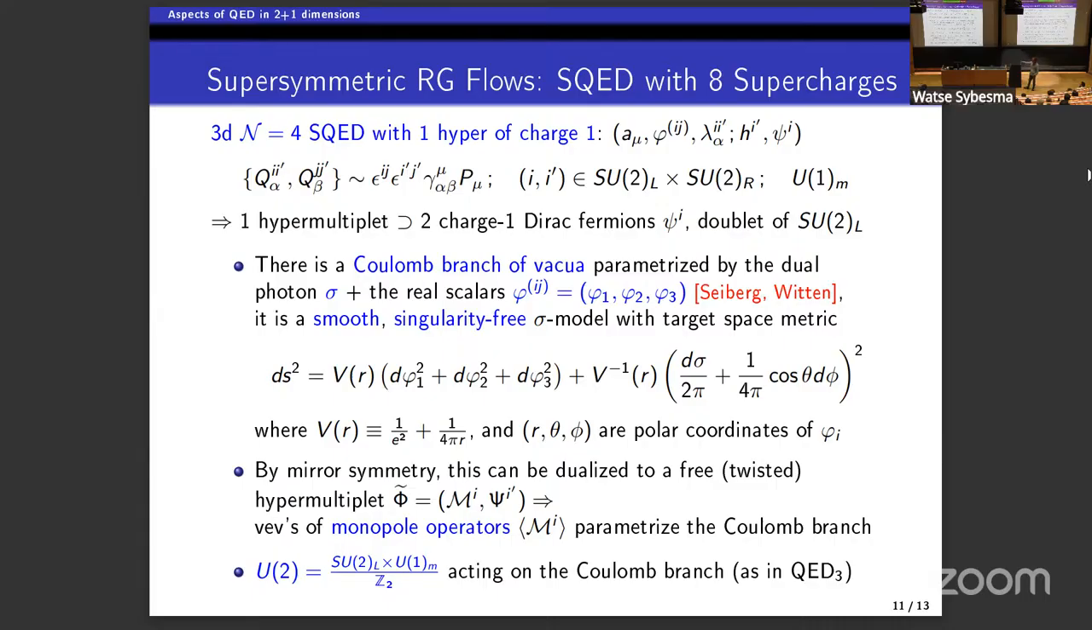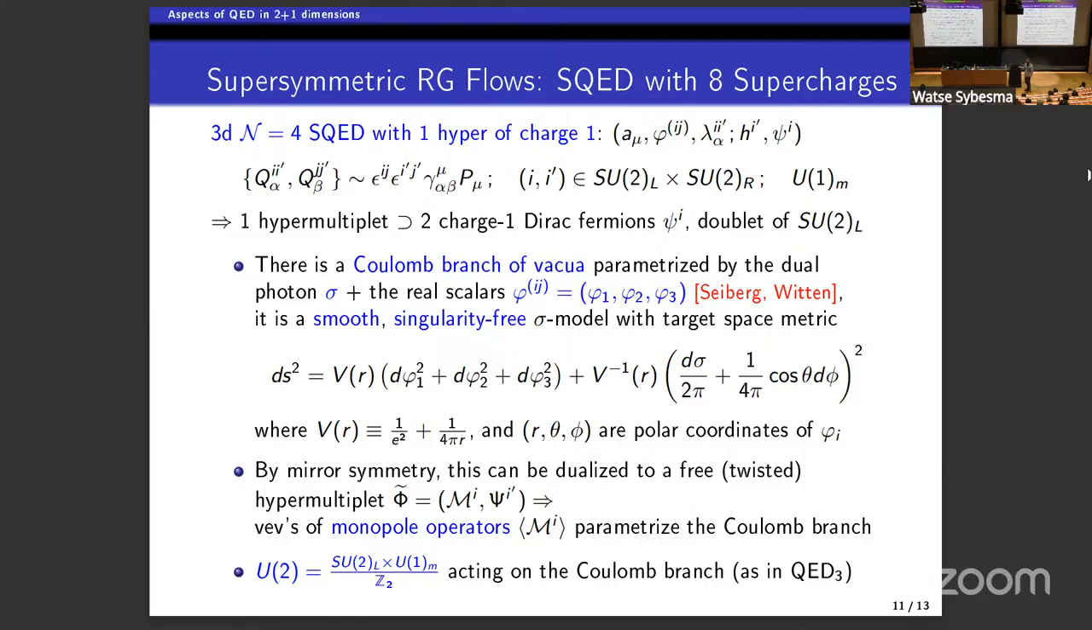So this means that the Coulomb branch can be equivalently described by, parameterized by the VEV of the monopole operators. So if you're anywhere on the Coulomb branch, the monopole is getting a VEV. If you're at the origin, the symmetry is unbroken. So the symmetry acting on the Coulomb branch is really only the U(2), only left and magnetic. There is no trace of the R symmetry. And this is the same symmetry of QED3 that I was describing before. Okay, so this is the supersymmetric theory that has a flat direction.